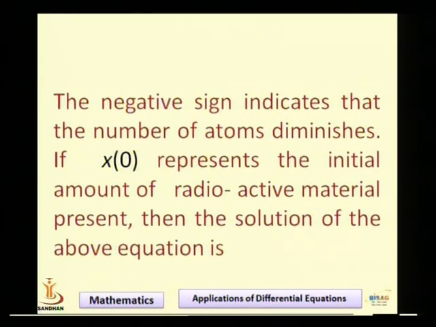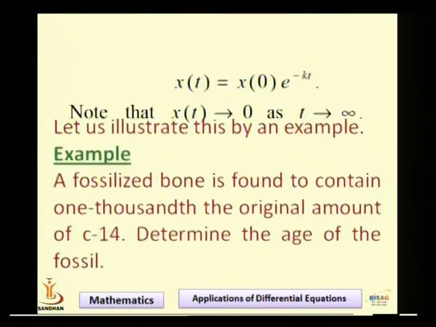Suppose x0 represents the initial amount of radioactive material present, then the solution of the equation can be written in this form. In the first model also we have seen the solution the same way. x(t) = x0 e^(-kt). You can see that when time goes to infinity, x(t) tends to 0. So, this situation I will illustrate through an example.